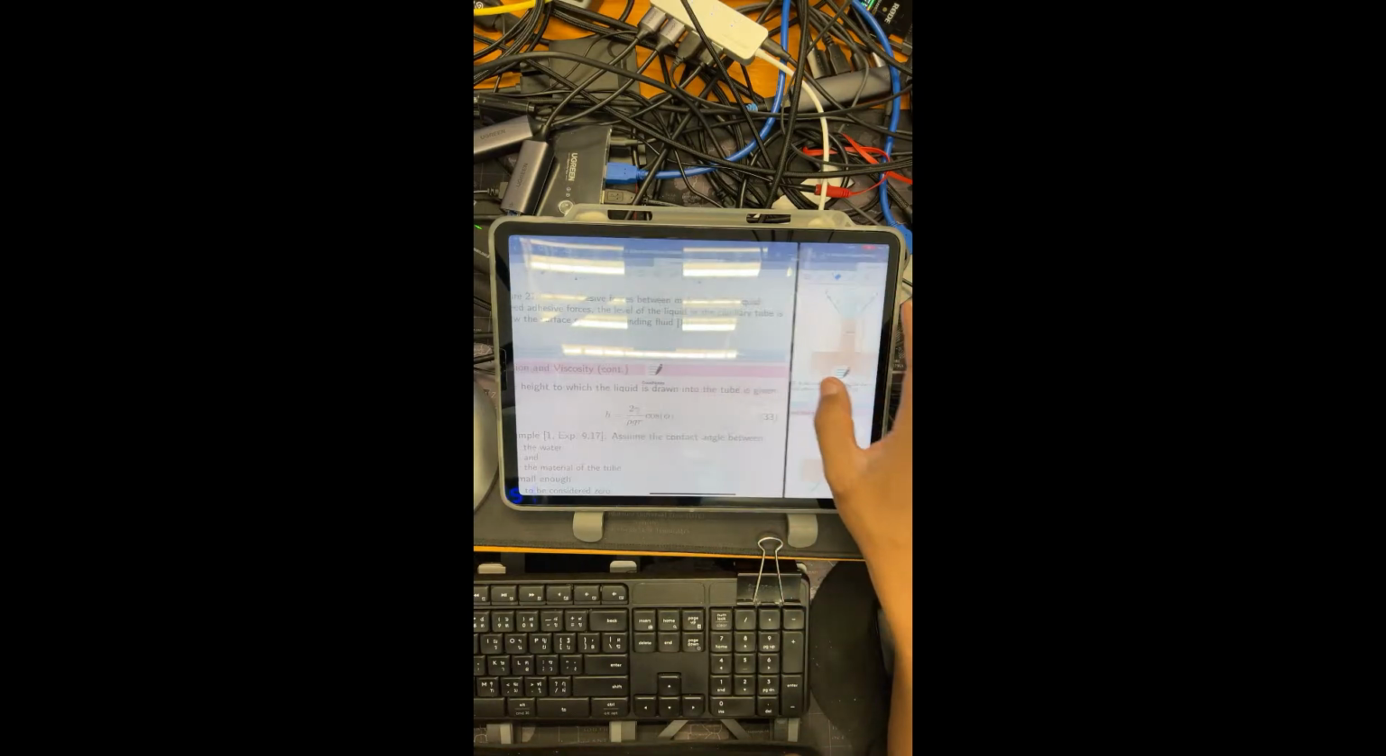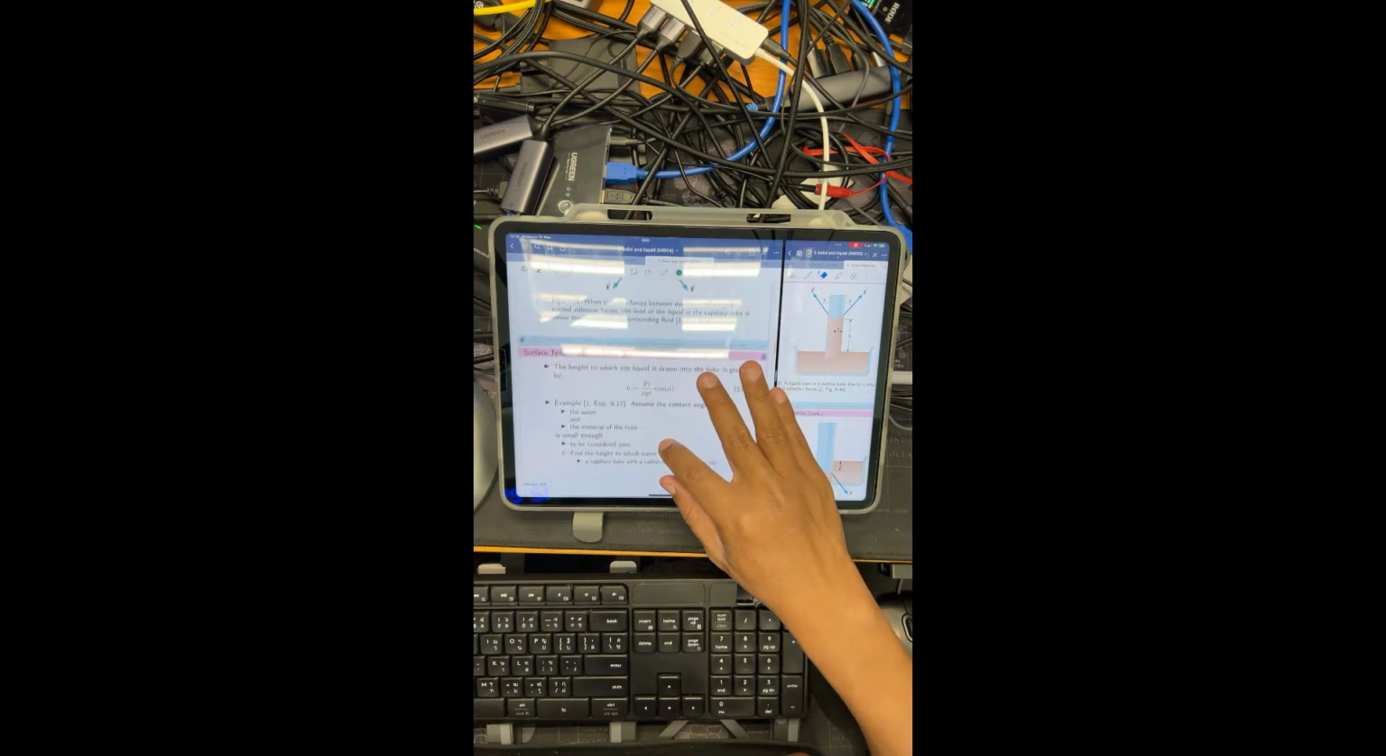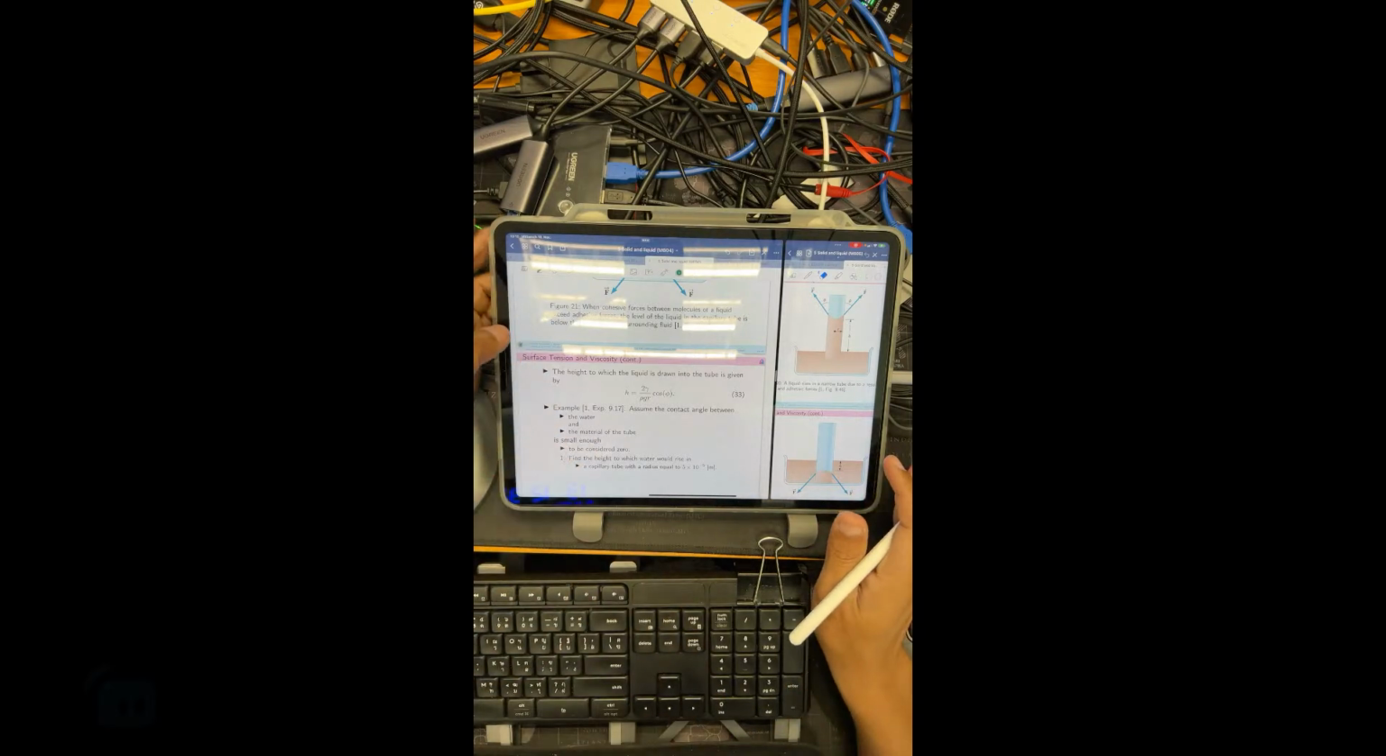The formula, this one, and r is the radius here from this figure, and phi is the angle right here in this scenario. That's the theory we have seen regarding the adhesive force and the surface tension.